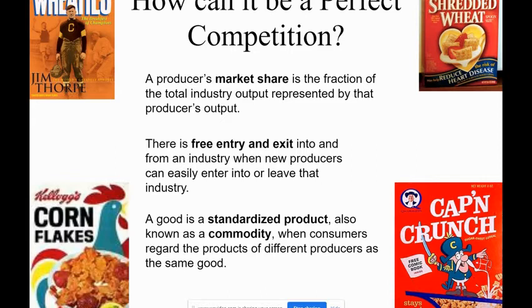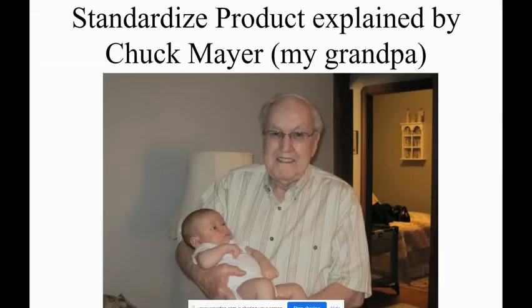I like to use the story that I always tell in my class of this guy here. This is my grandpa, Chuck Mayer. He passed away about 7 or 8, maybe even longer years ago. And that's him holding Michael, my 10-year-old now. Grandpa Chuck was a hard-nosed guy. He grew up during the Great Depression. He fought in World War II.